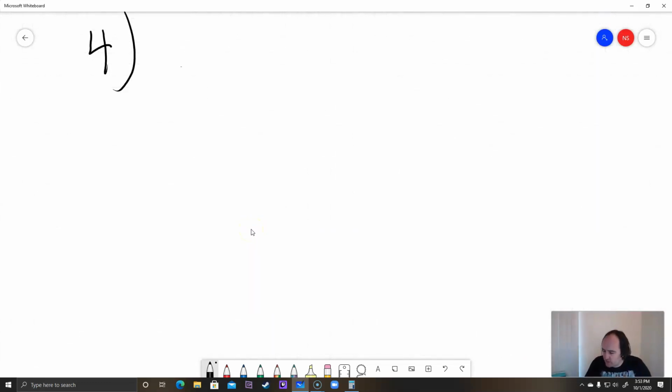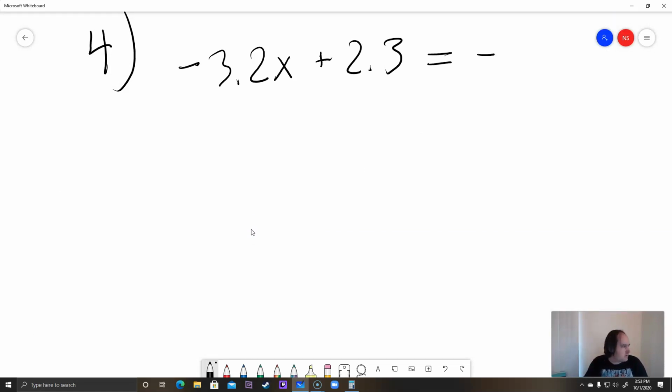Okay, so for number 4, we have negative 3.2x plus 2.3 equals negative 13.7. Okay, negative 3.2x plus 2.3 equals negative 13.7. So there's a number of ways of doing this by hand, but I'm just going to do it where we isolate the variable by first getting rid of the 2.3.